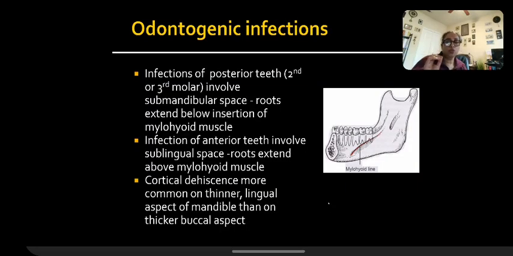So why is it important to know this? Because you can see the second and the third molar teeth, the roots of those molar teeth, are actually below the mylohyoid line. So infection of these posterior molar teeth causes submandibular abscess, whereas infection of the more anterior teeth will be in the sublingual space. So that's why it's important to know this mylohyoid line.